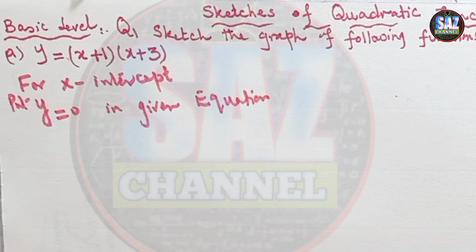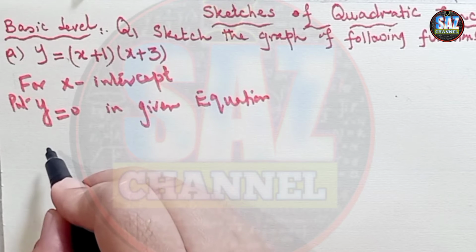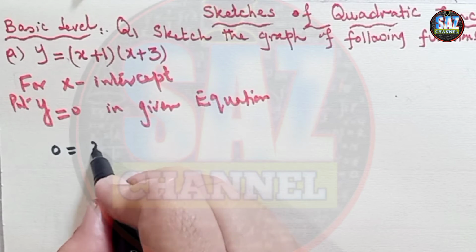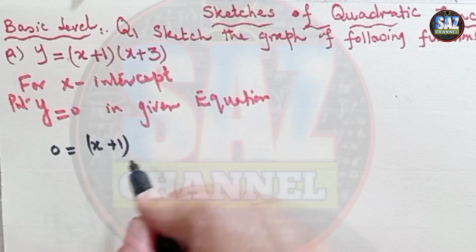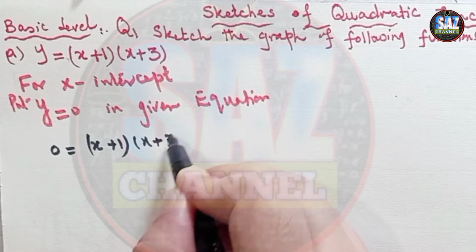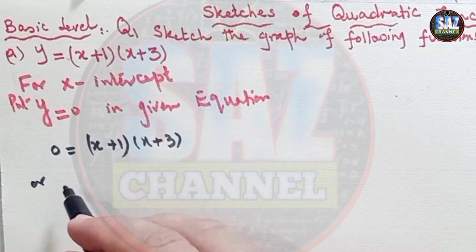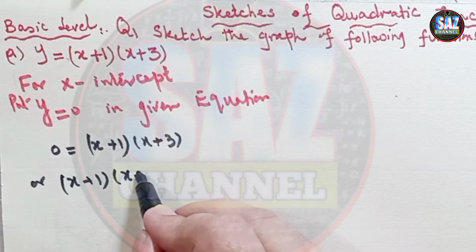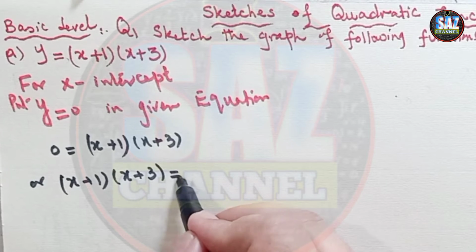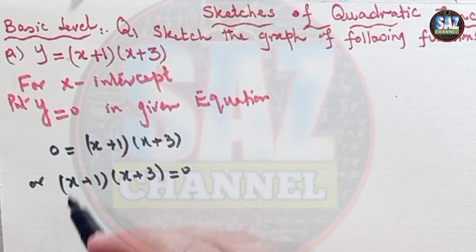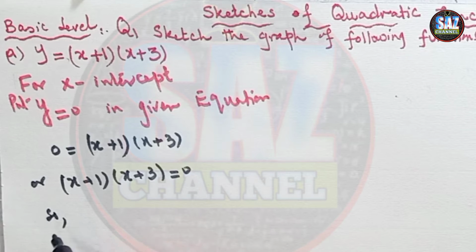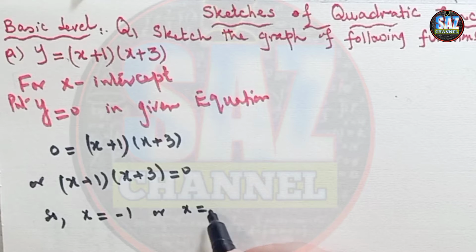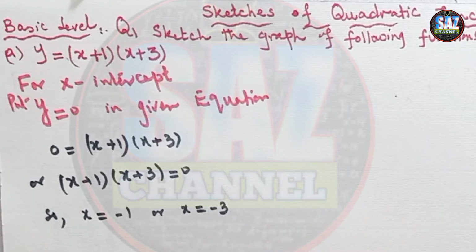When I'm putting y equals to 0 in the given equation, my equation will take the form 0 equals x plus 1 into x plus 3. At this stage, you simply have to apply the either-or condition and get the value of x. So x will be equal to minus 1 or x equals to minus 3. Now we are getting 2 points.